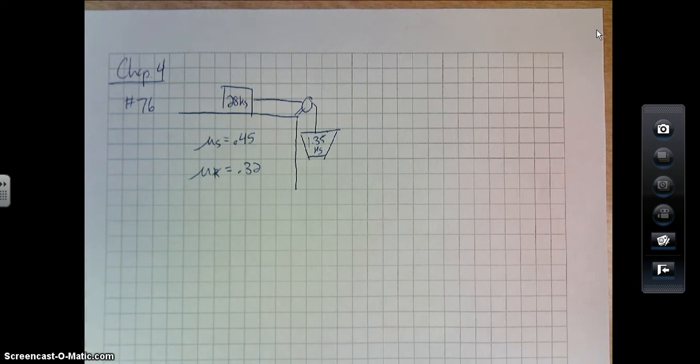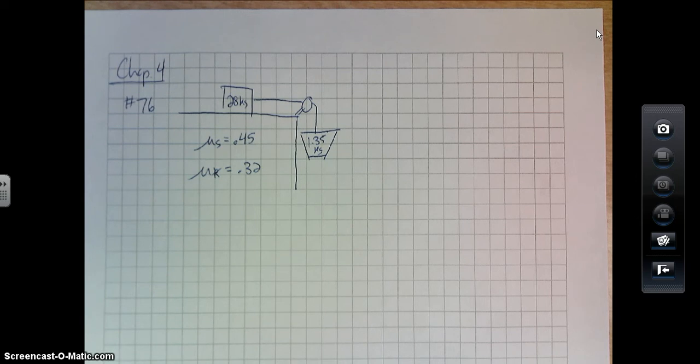Alright, this is number 76 from Chapter 4. It reads, a 28 kilogram block is connected to an empty 1.35 kilogram bucket by a cord running over a frictionless pulley. The coefficient of static friction between the table and the block is 0.45, and the coefficient of kinetic friction between the table and the block is 0.32.